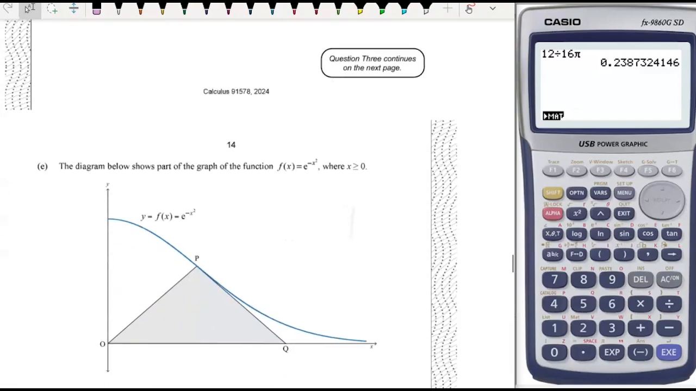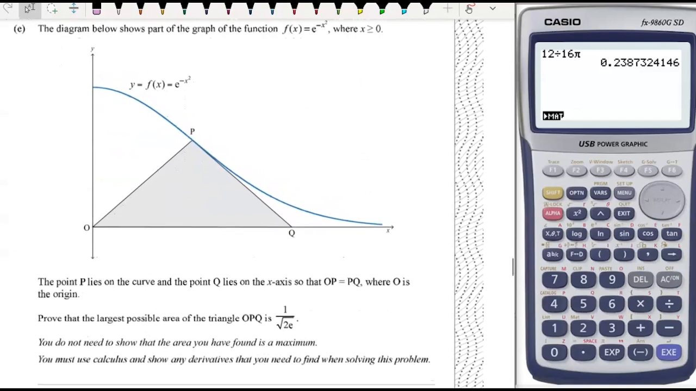Okay, last part. We've got this diagram with this function here. Now, when we place the point P on this curve, we set a point Q so that OP and OQ are the same length. And then we want to work out what's the largest possible triangle that we could make like that and prove that it's equal to this. So first of all, we need to come up with a formula for the area of the triangle, and then we will use differentiation to maximize that possible area.